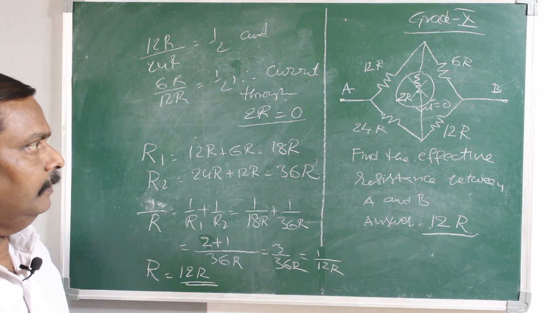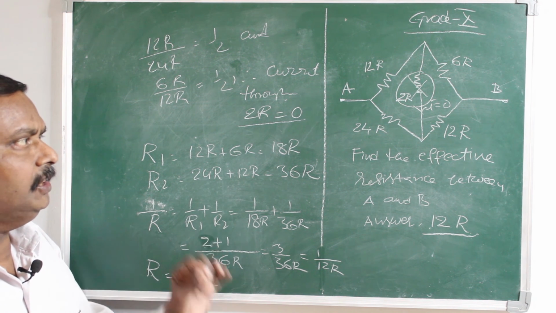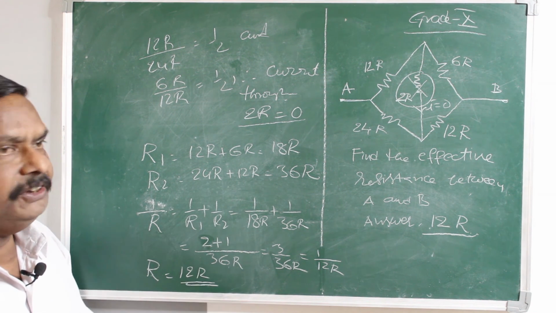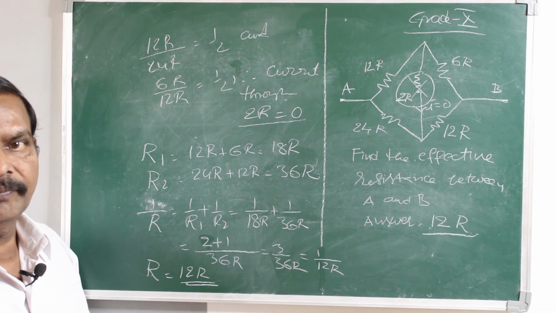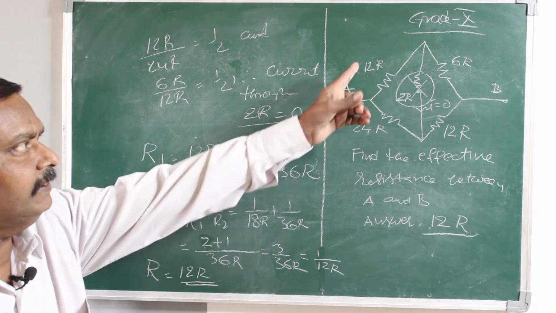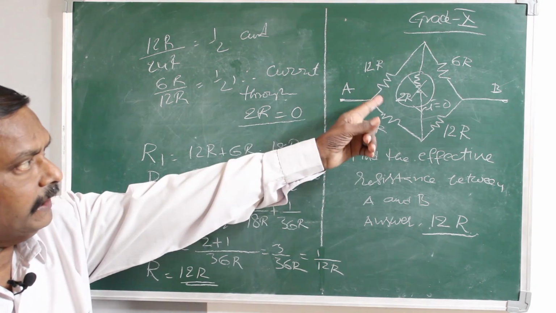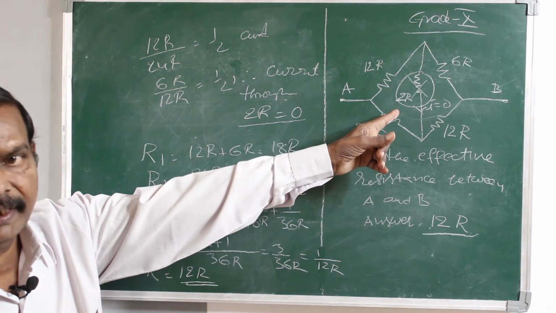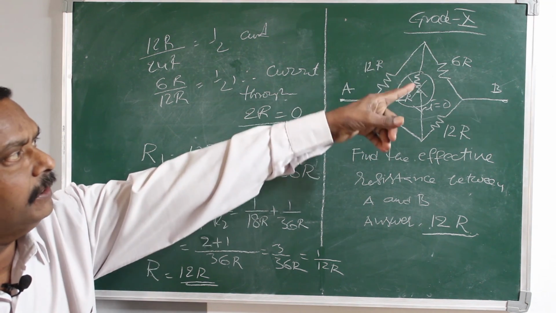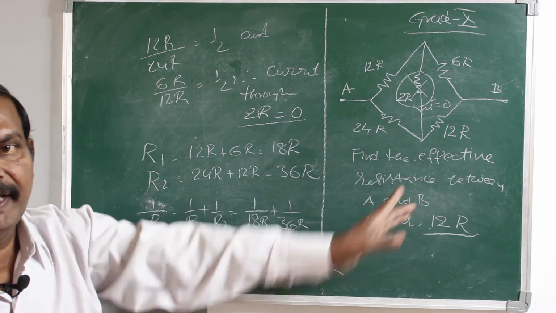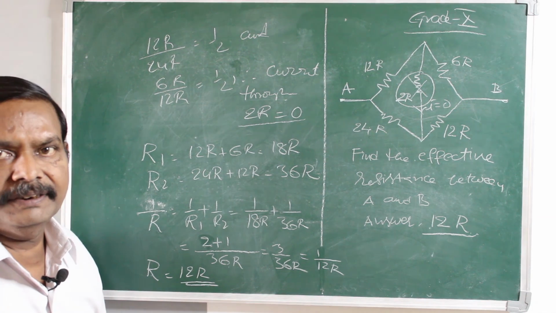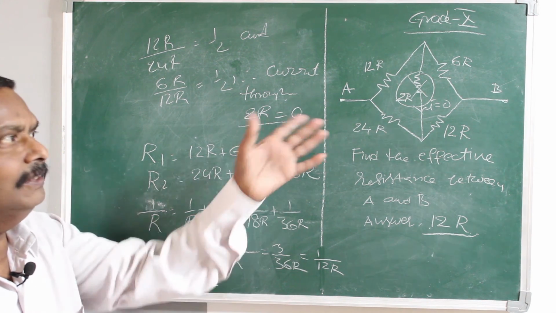So the main concept here is the application of Wheatstone's principle. Once the resistors satisfy Wheatstone's principle, you can cancel the intermediate resistor 2R, and the remaining two branches are in series, together in parallel, and you will get the final answer. This is the way of solving this question.